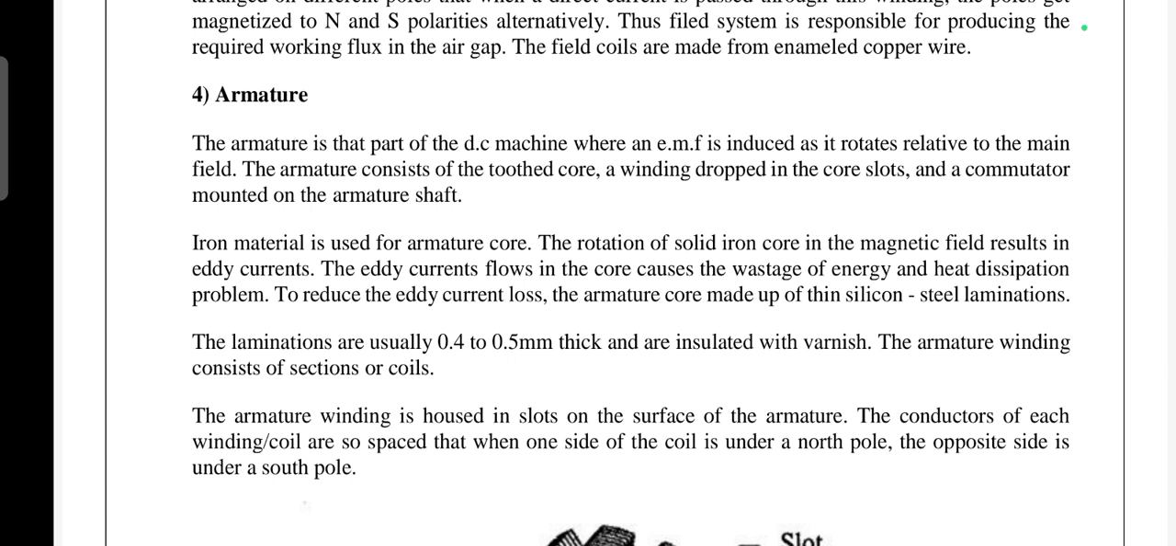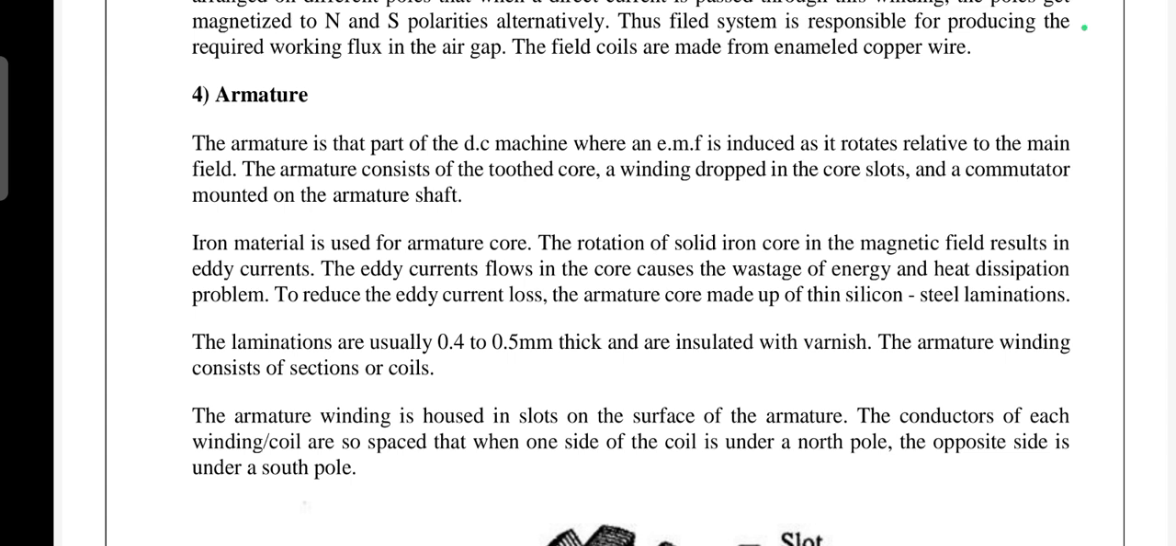The rotation of a solid iron core in the magnetic field results in eddy currents. The eddy currents flow in the core, which may cause wastage of energy and heat dissipation in the armature. To reduce the eddy currents, the armature core is made up of thin silicon steel laminations. The laminations' thickness may vary from 0.4 to 0.5 mm, and they are insulated with varnish.